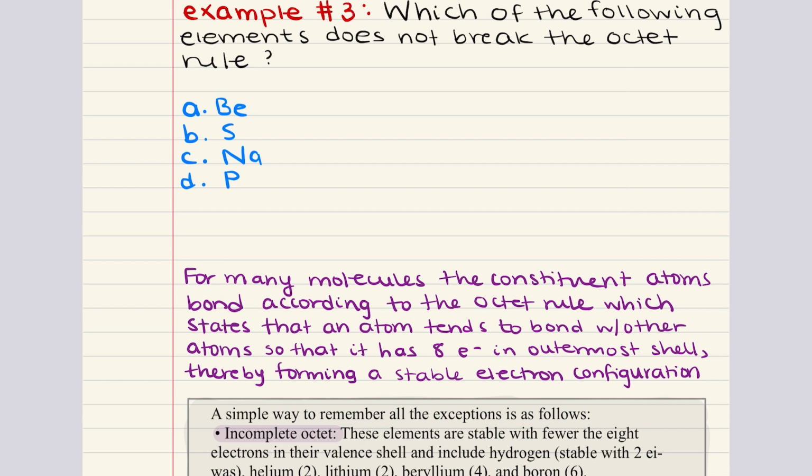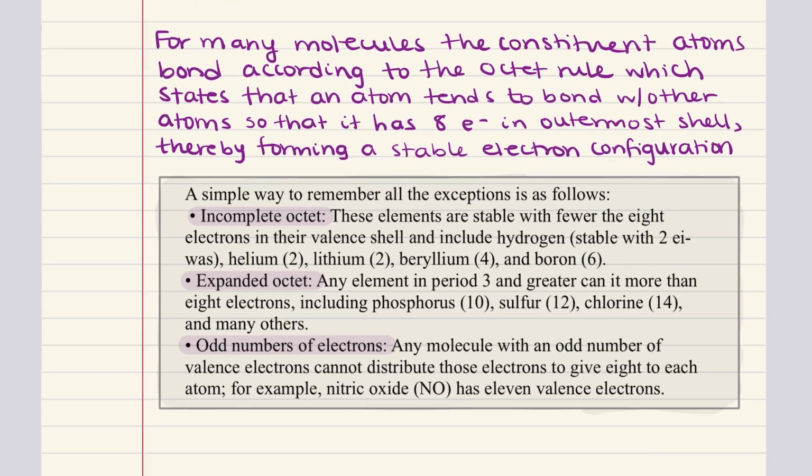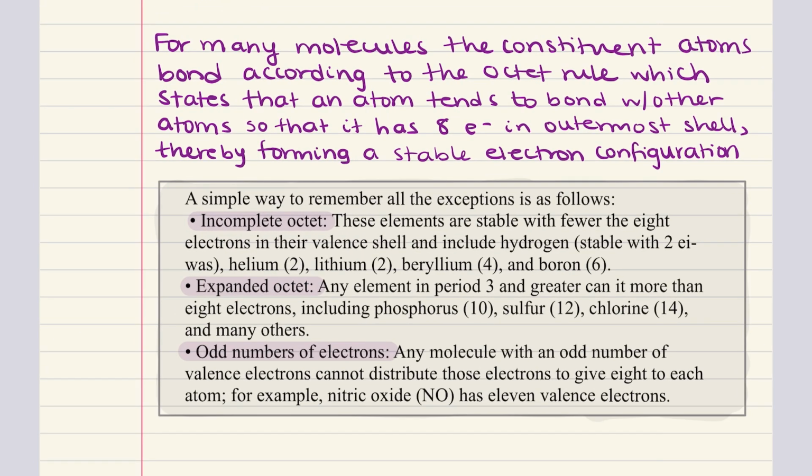Now, to determine which element among these given options doesn't break the octet rule, it's important that we remember what the octet rule is. The octet rule states that atoms tend to form bonds until they are surrounded by 8 valence electrons, achieving a stable electron configuration that's similar to that of noble gases. However, in our lecture, we discussed that there are several exceptions to this rule, often involving elements with fewer or more than 8 electrons in their valence shell.